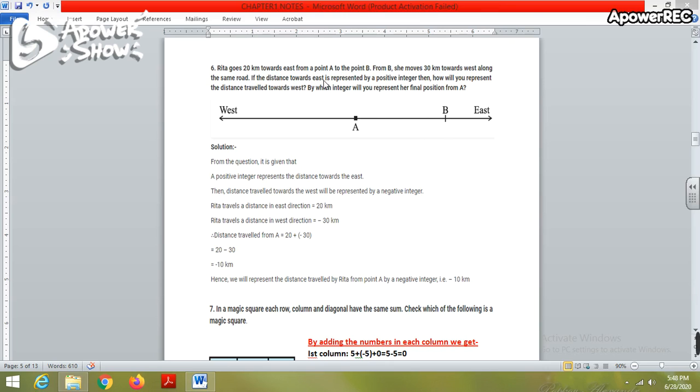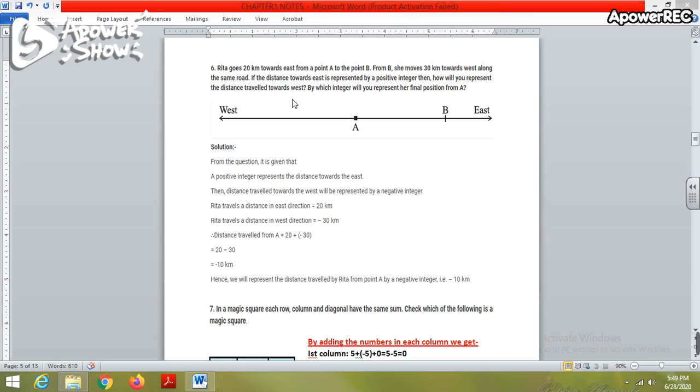If the distance towards east is represented by a positive integer, then the first question is, how will you represent the distance traveled towards west? Since travel toward west is the opposite of travel towards east, if you are representing the distance towards east by a positive integer, then the distance towards west is represented by a negative integer. So the distance in west direction is represented by a negative integer.